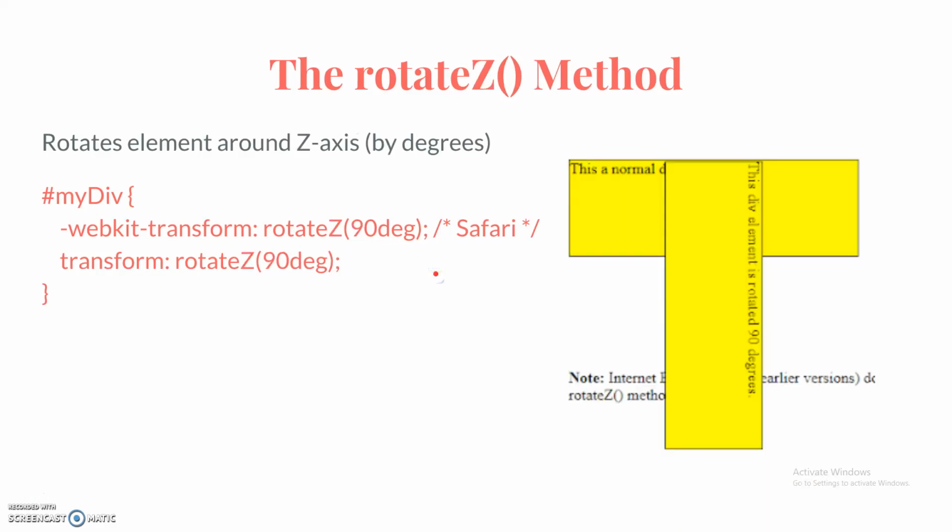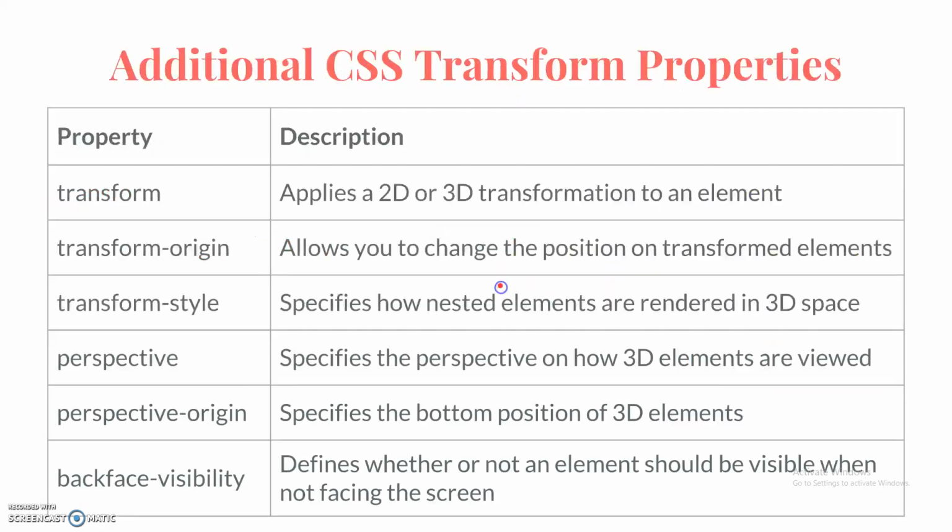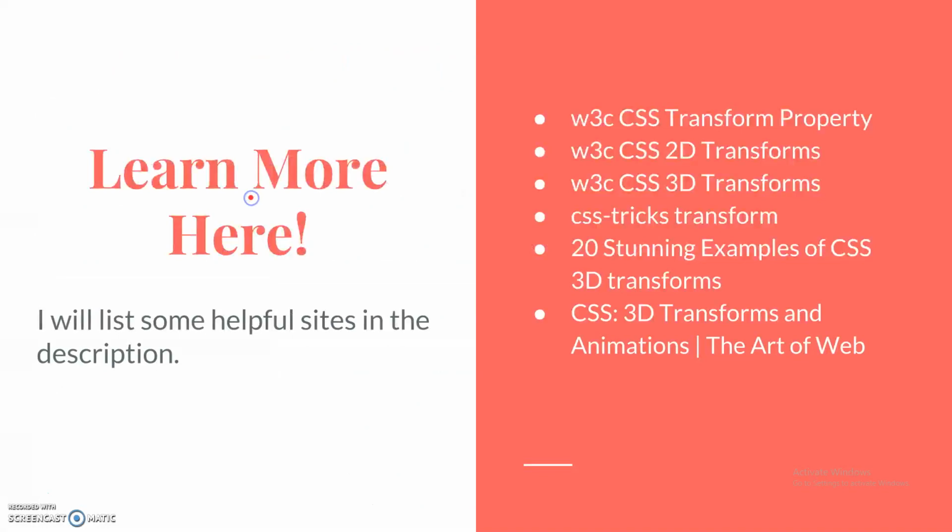Next, we have the rotateZ method, which rotates an element around its z-axis by degrees. In this example here, it is rotated 90 degrees. There are also some additional CSS transform properties that we can apply, and you can view them all here. If you want to read this chart, go ahead and pause the video, and if you want to learn more about them, I can't say I understand them too well, but you can go ahead and look it up and discover a bit more.